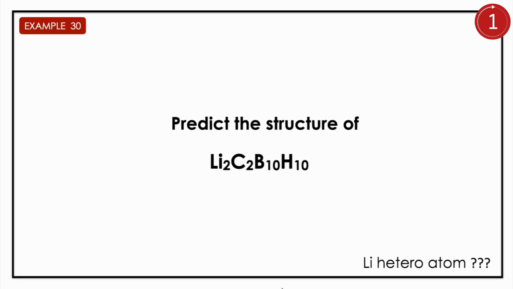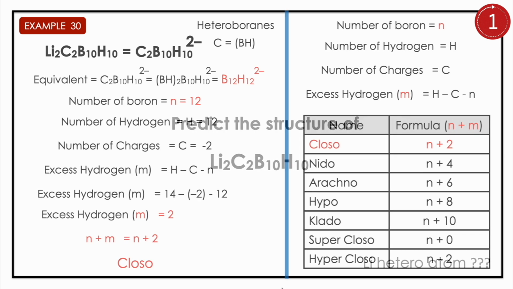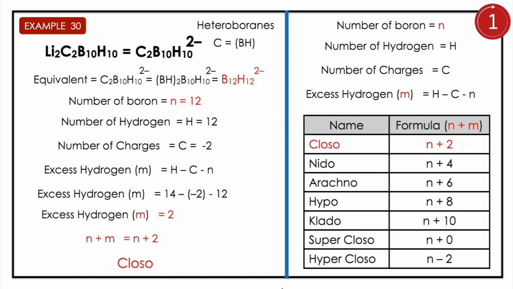Then the next example, here you have Li2C2B10H10. You should find the structure of the molecule using Wade's rule. The real question is whether you count lithium as a heteroatom or not. Here the question is tricky. A lithium salt of carborane is given, so we should take lithium as a cation and the carborane part as an anion. So lithium we don't count as a heteroatom. That is the tricky part of this question.